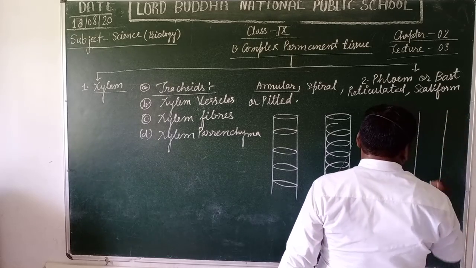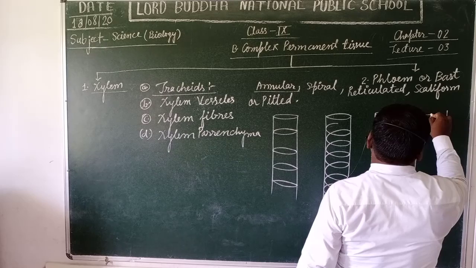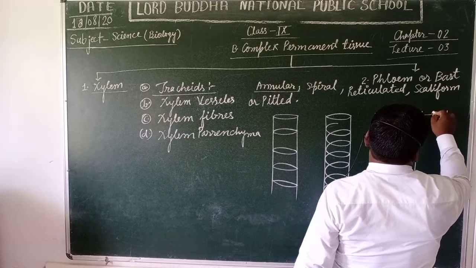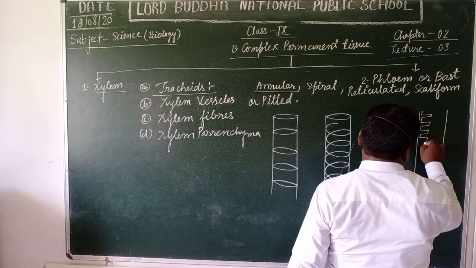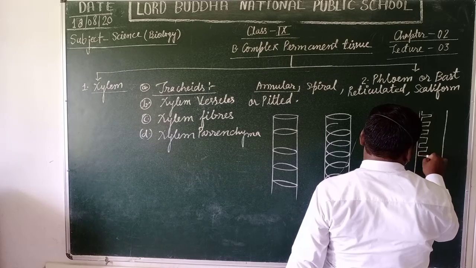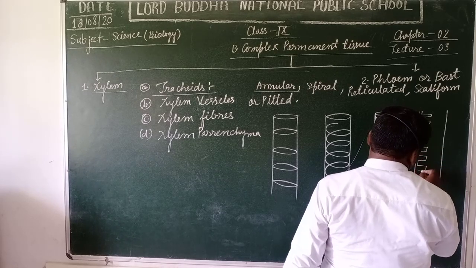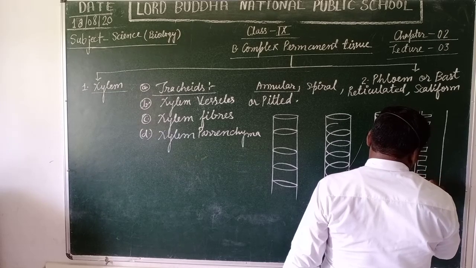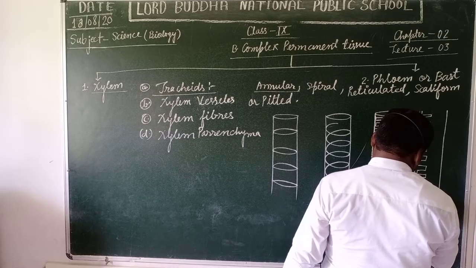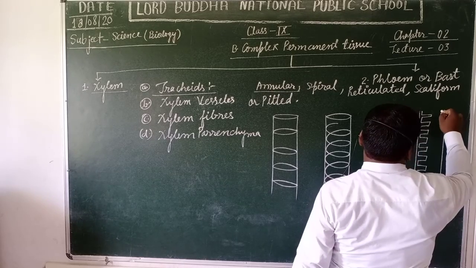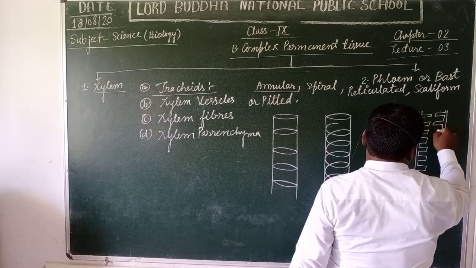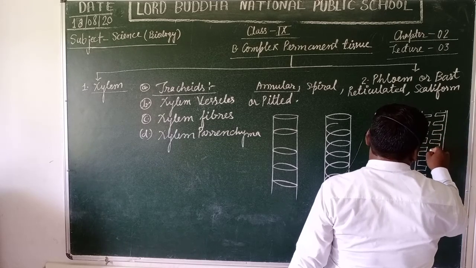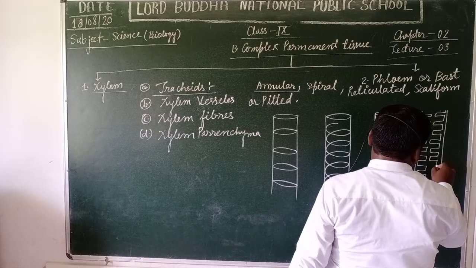Now students, this is the scalariform type of tracheids. These tracheids are just like saw-like or key-like models, and they are opposite and inversely located along the longitudinal axis, parallel to one another, as illustrated in the diagram. These are the structures of scalariform tracheids.